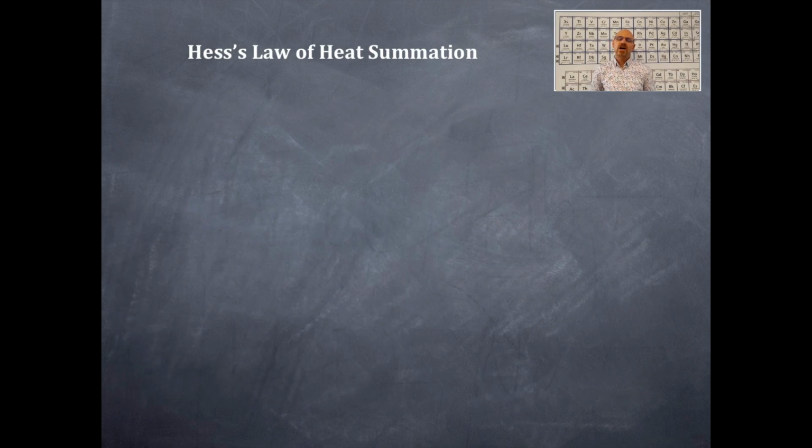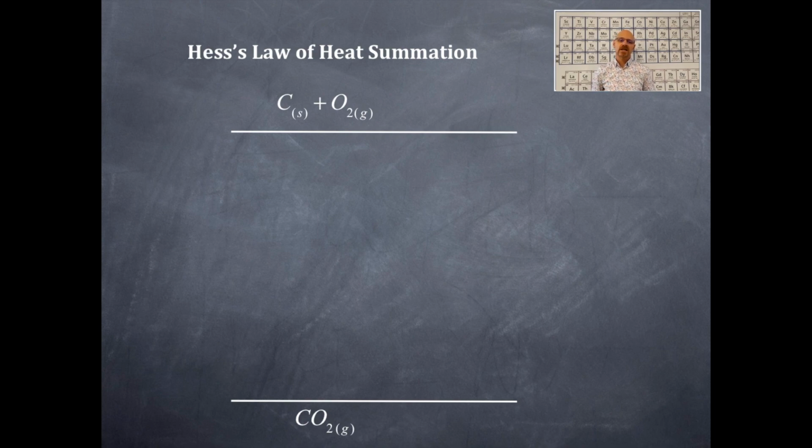So, Hess's law of heat summation, here's an example. Going from carbon solid and oxygen gas, those are the reactants, all the way to carbon dioxide. That requires a delta H of negative 393.5 kilojoules.